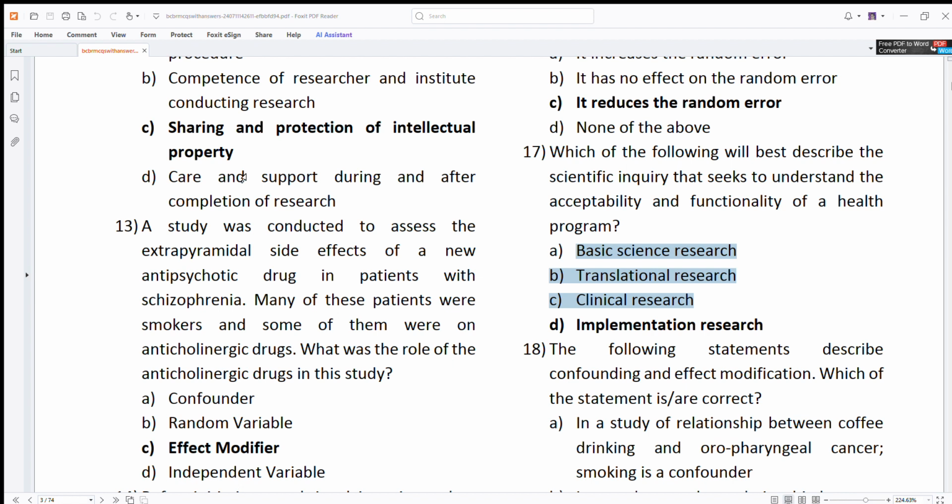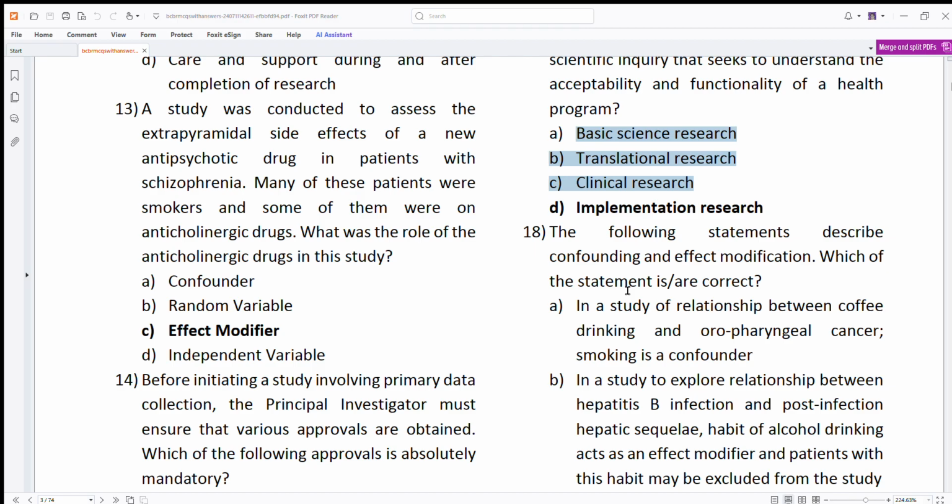Then finally, option D, that is implementation research. This focuses on understanding how to adopt, number one, implement, number two, and number three, sustain health interventions and programs effectively in real world settings. It examines acceptability, feasibility, fidelity, and sustainability, which are key to the functionality and uptake of a health program.